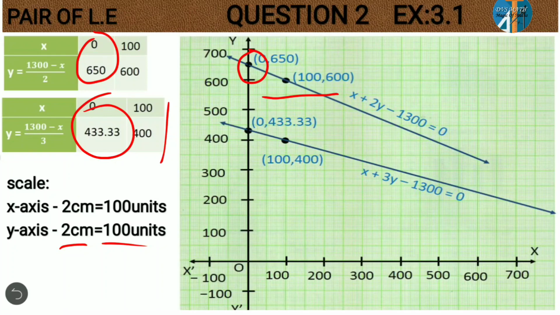So you can observe these two lines. Yes, exactly, they will meet at one point. They are not parallel or coincident. They intersect each other. So this is about question number 2 in exercise 3.1.